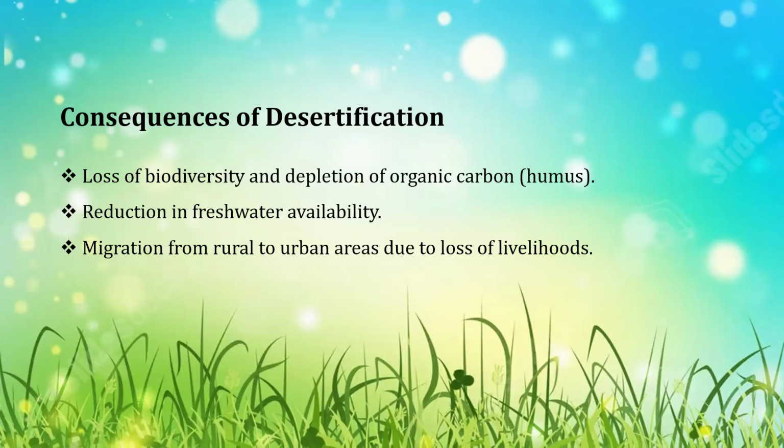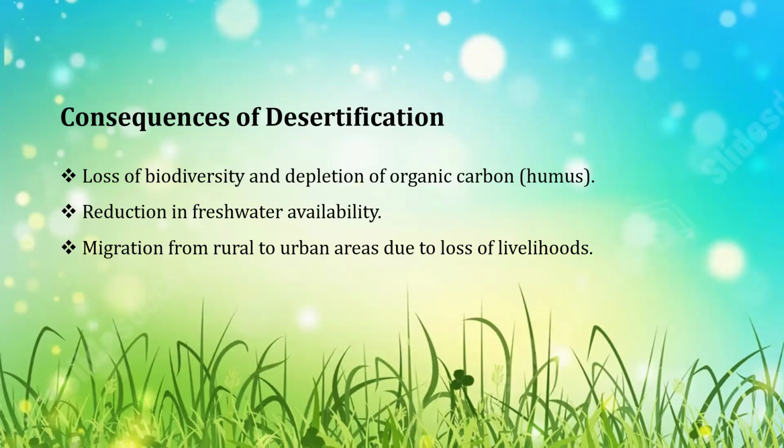Humus is the organic component of soil formed by the decomposition of leaves and other plant materials by soil microorganisms. Without plants to provide litter, the soil loses its organic carbon. This makes the soil less fertile and reduces its ability to hold water, creating a feedback loop where it becomes increasingly difficult for anything to grow.